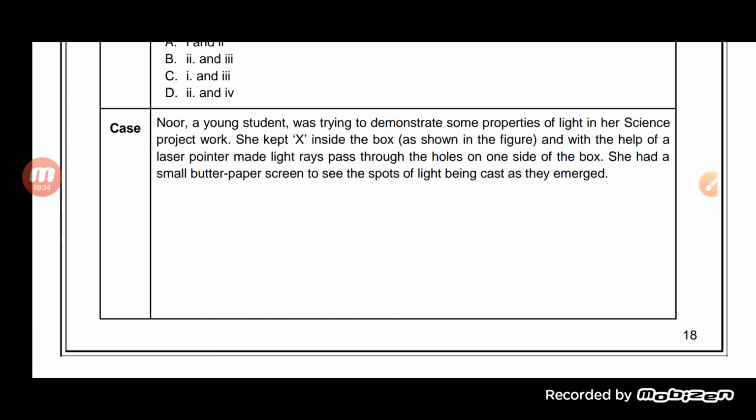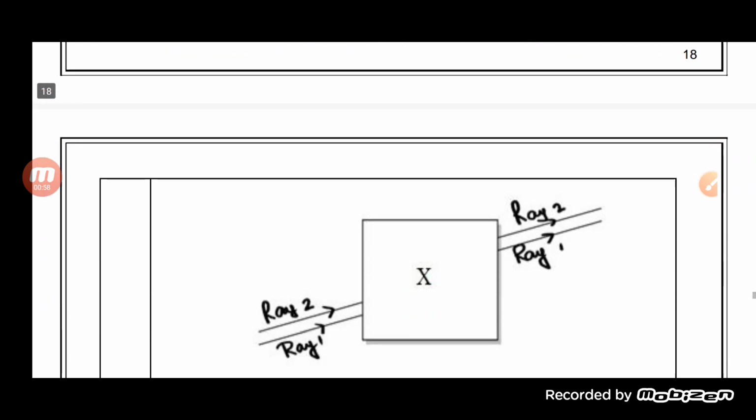Noor, a young student, was trying to demonstrate some properties of light in her science project work. She kept X inside the box, and with the help of a laser pointer, she made light rays pass through the hole on one side of the box. She had a small butter paper screen to see the spot of light being cast as they emerged.